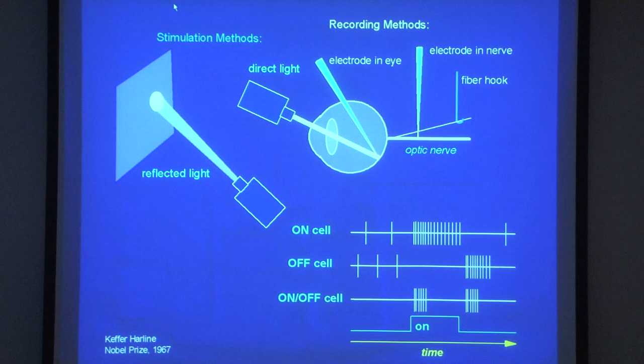All right, so now, doing this kind of work in more detail, using especially reflected light, several other major discoveries were made. A fellow at Harvard, in his later years, originally at Johns Hopkins, did experiments carefully studying the receptive field structure of these cells. He would record, in this case with microelectrodes, from a single retinal ganglion cell, and then see how it responded when you fiddled around with the light in the receptive field.